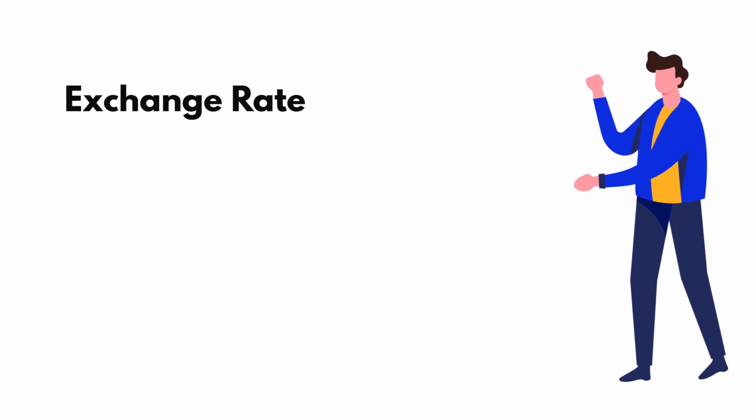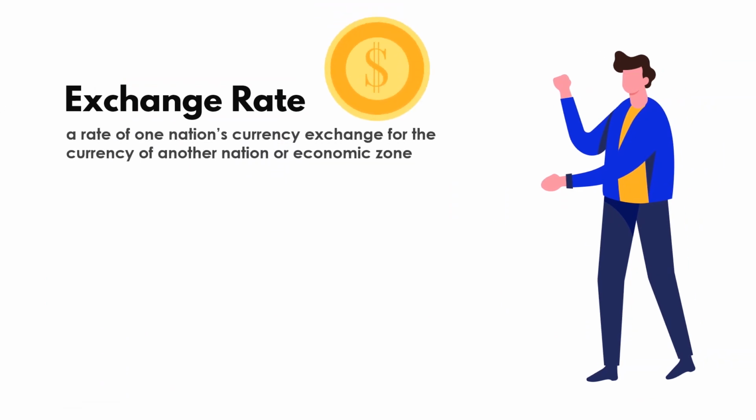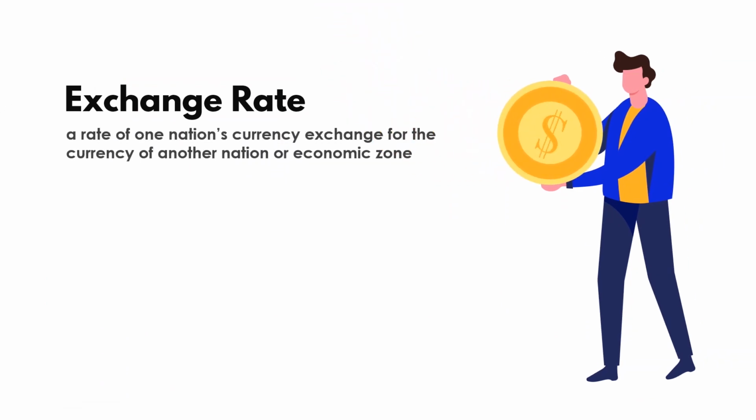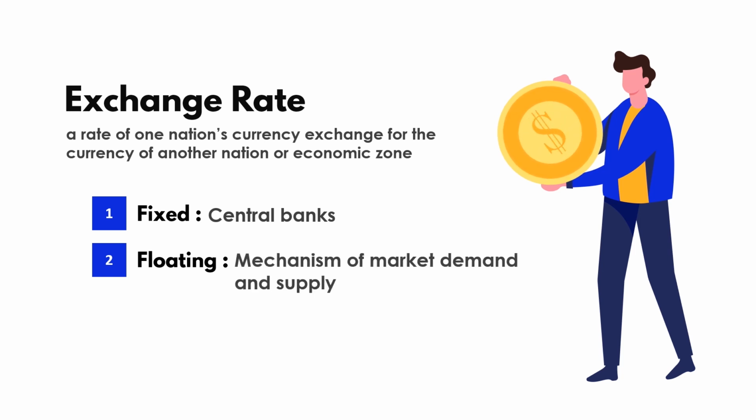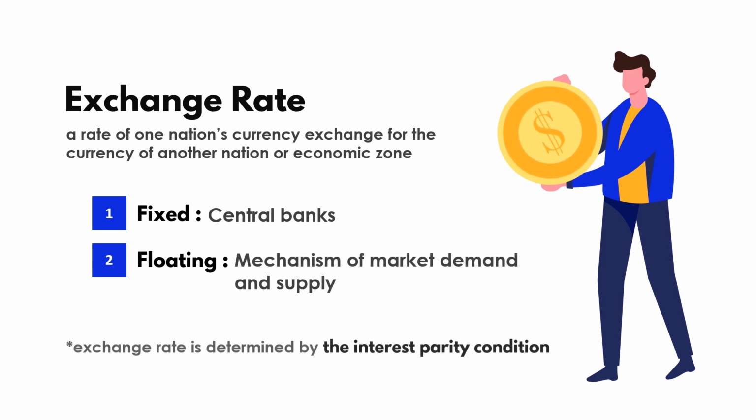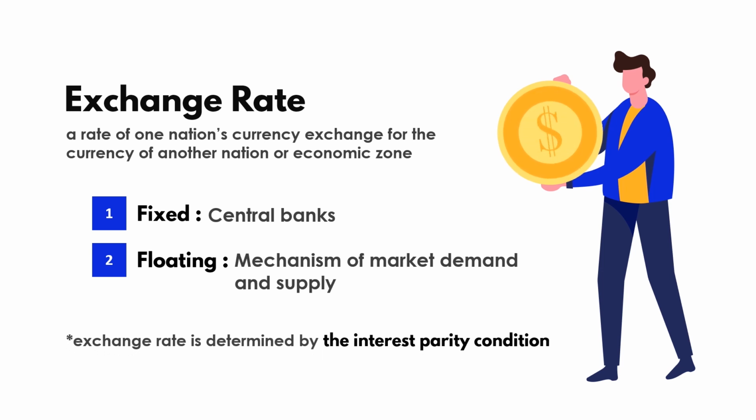An exchange rate is a rate of one nation's currency exchange for the currency of another nation or economic zone. Exchange rate can be either fixed or floating. Fixed exchange rates are decided by central banks of a country, for example, Bank Indonesia in Indonesia, whereas floating exchange rates are decided by mechanism of market demand and supply. Exchange rate is determined by the interest parity condition, which states that domestic and foreign bonds must have the same expected rate of return in terms of domestic currency.